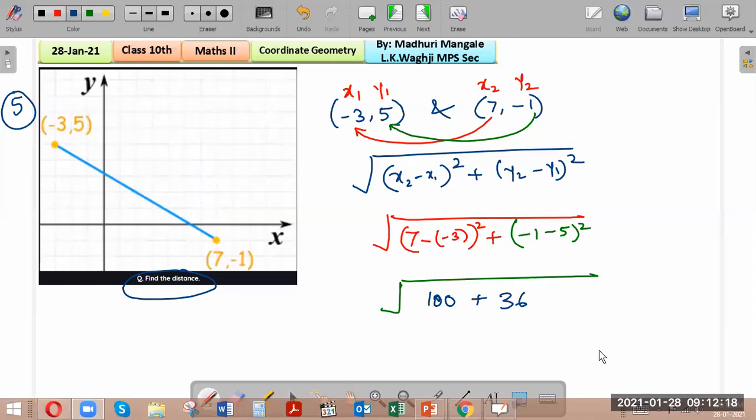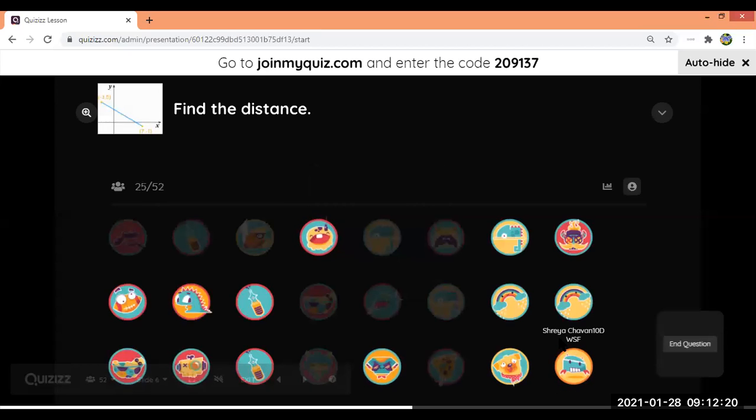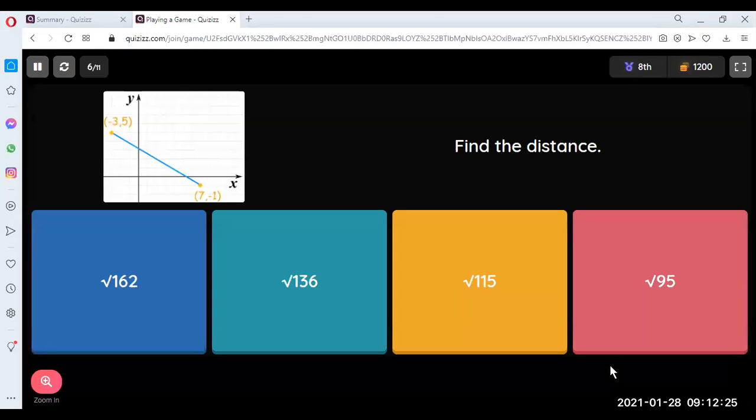Yes, move to the quiz link, and I see 20 of you have already answered it. You should be able to see choices like this. Simplify to the last step and check which is the right one.